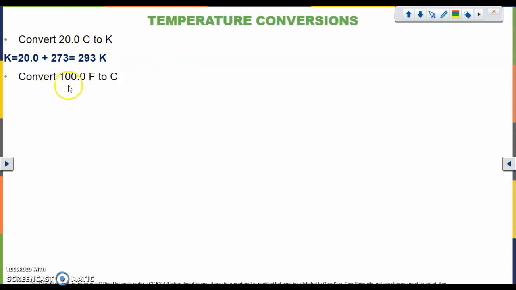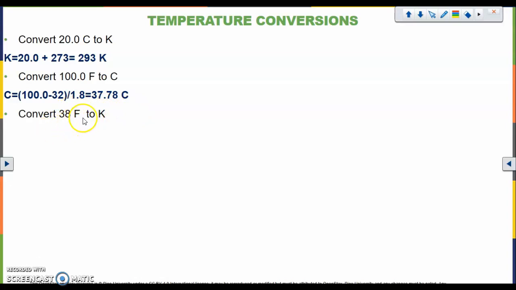Okay. Similarly, if we convert 100 degrees Fahrenheit to Celsius, that formula is Fahrenheit minus 32 divided by 1.8, which is again on page 7. So again, you will take 100 minus 32 divided by 1.8. That gives you 37.78 degrees Celsius. Why do I have 4 numbers here? Because the given number has 4 significant digits. Okay. So these are very, very straightforward conversions.